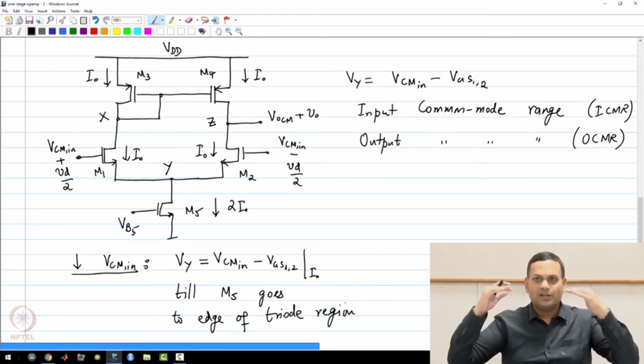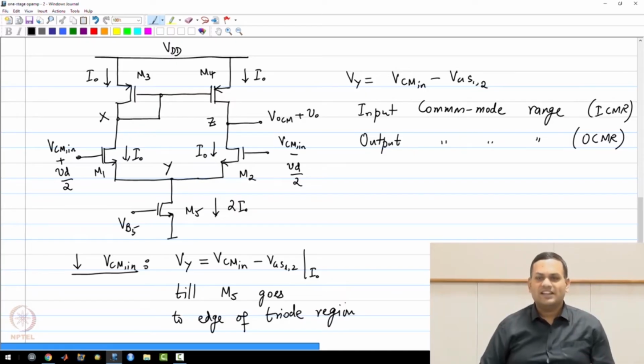So if I keep reducing the input average value, the value of Vy will follow it directly, because M5, even for changes in the drain voltage, keeps the current constant. It is meant to be a current source, and therefore Vy will follow VCM in, but this will happen only till M5 is in the saturation region. The minute it goes into the triode region, any change in Vy will cause a large change in I0.